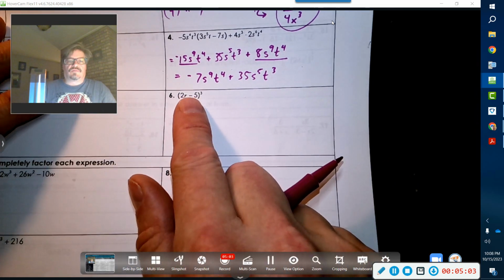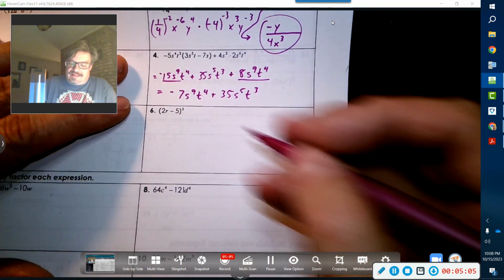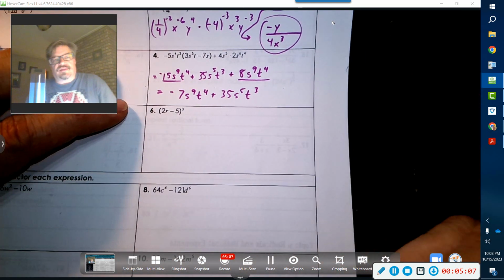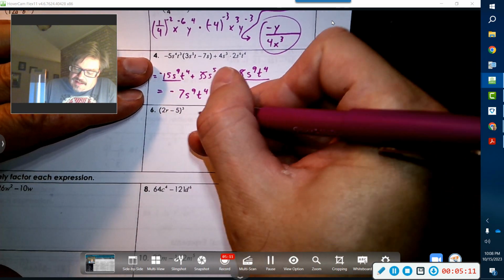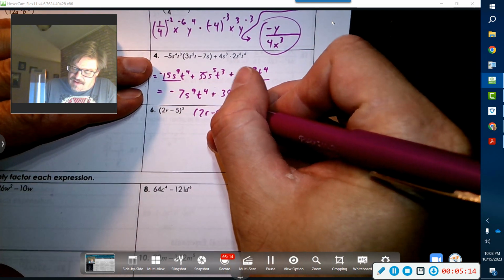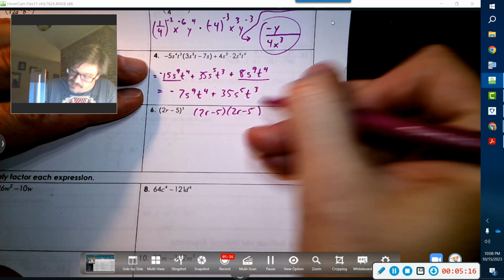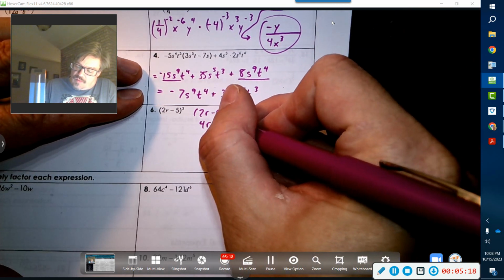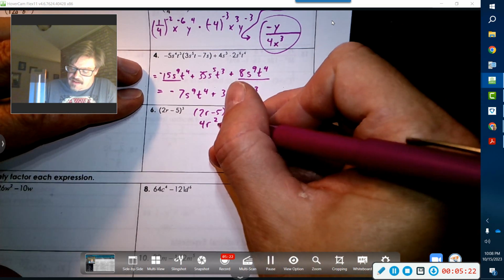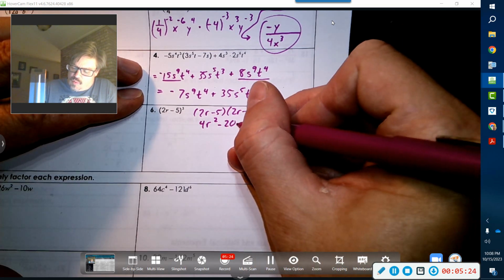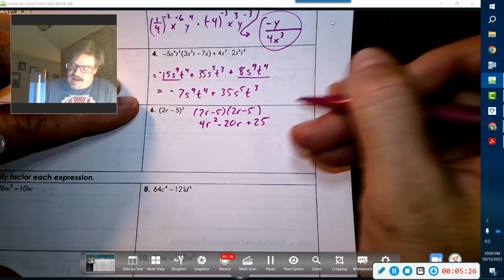Now, these guys right here, you're going to have to multiply these out. There's a shortcut to this, but we'll get to that later. You just do 2r minus 5 times 2r minus 5 first. So I get 4r squared, and then a negative 10r, and then another negative 10r. So that's negative 20r, and then plus 25.